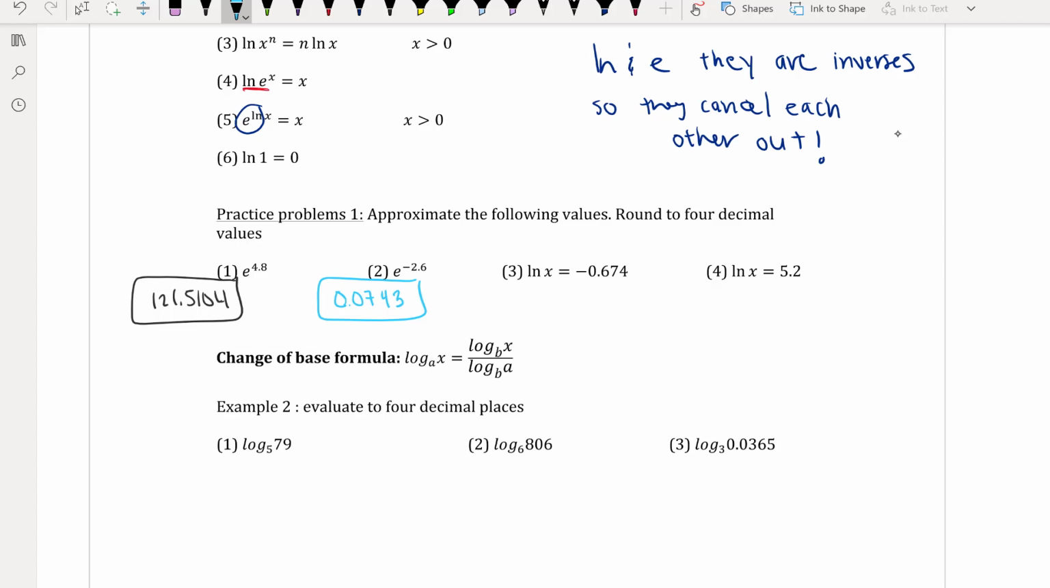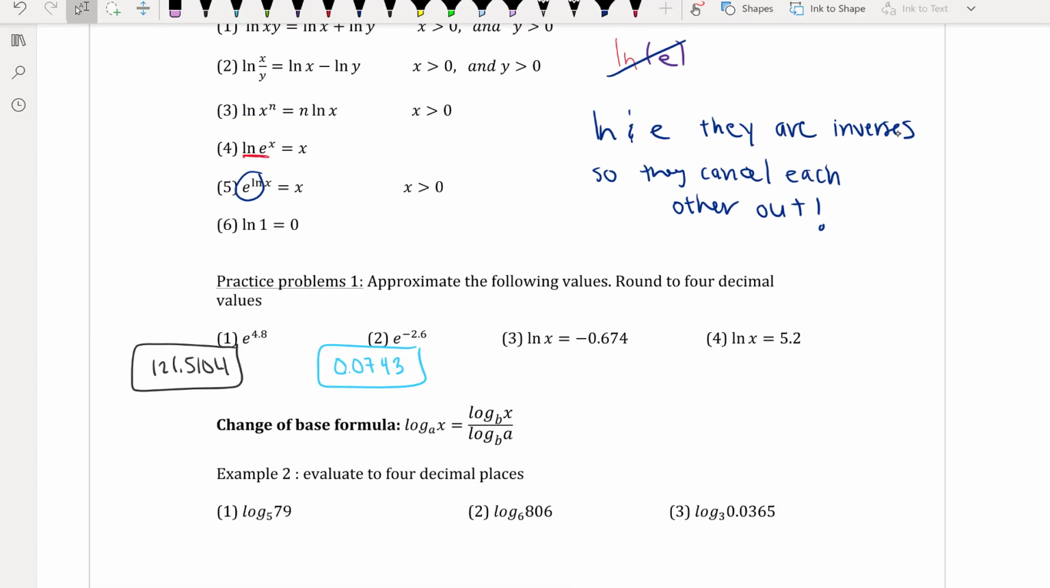Now for number 3, that one's slightly different. Now I have ln of x is equal to a number. So how do I get the value for x? Well, I already know from above that ln, the natural log, and e are inverses of each other, so they cancel each other out. So I'm going to raise both sides to an e power. So now I have e to the ln of x is equal to e to the negative 0.0674. But the ln and the e cancel each other out, so we're left with x is equal to e to the negative 0.0674.